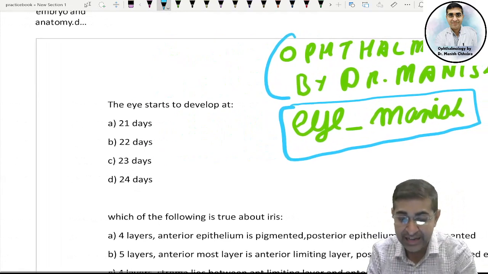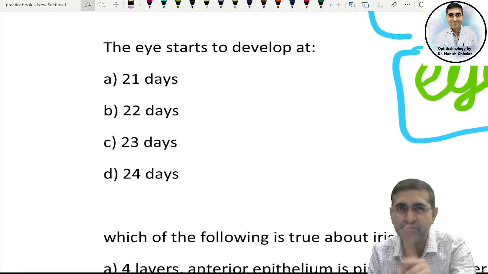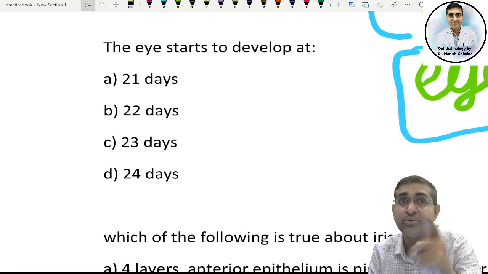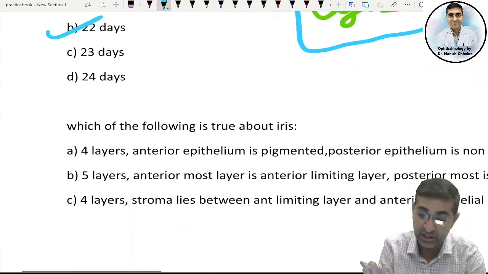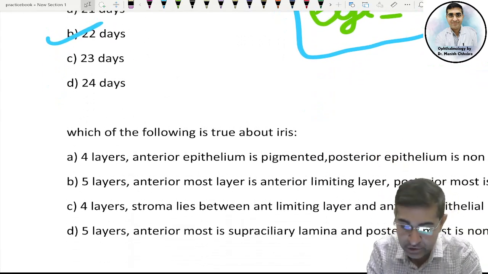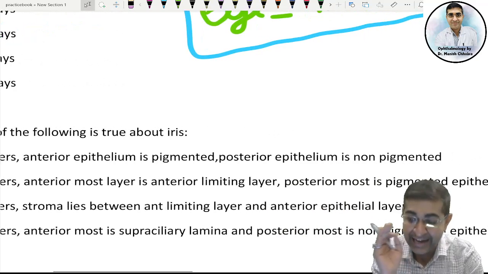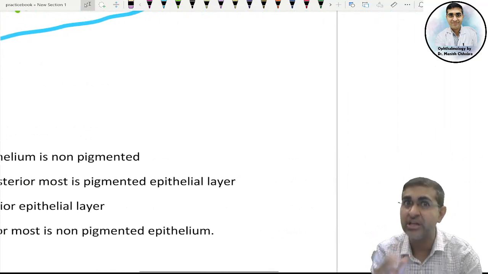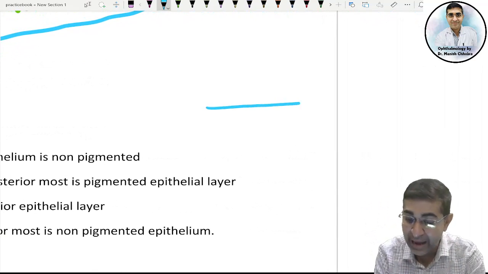Right now let's discuss the first question. It is pretty straightforward, a single liner. The eyeball starts to develop on the 22nd day of gestation. But coming over to the second question, it is about the anatomy of the iris. I always say, if you can understand embryology well, anatomy is a cakewalk for you.